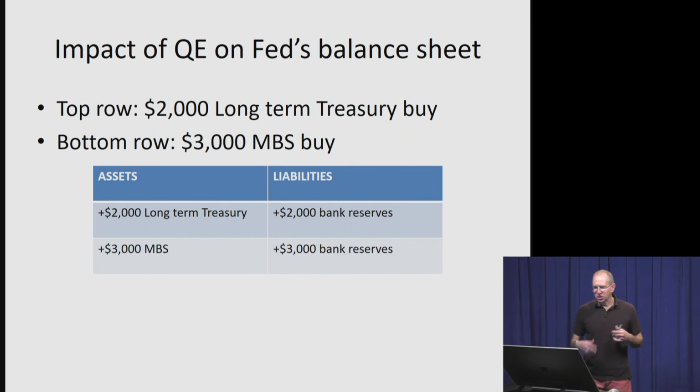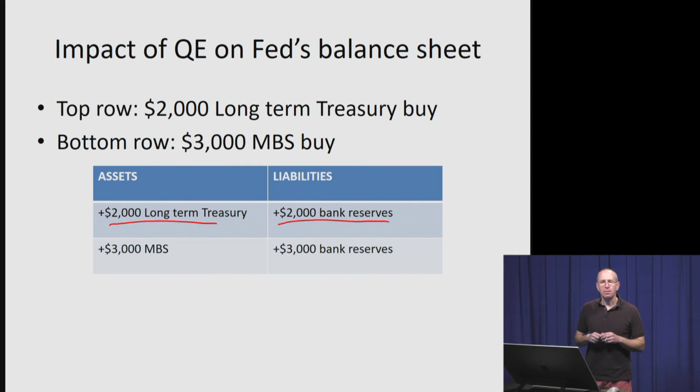Okay? And so let's suppose, for example, that the Fed buys a long-term Treasury security, say either a note or a bond. So on the asset side, the bond or note would show up there, and then in order to pay for this, reserves in the banking system would increase by $2,000. And notice this is just like old-style open market operations, at least in terms of the impact on the liability side of the Fed's balance sheet.